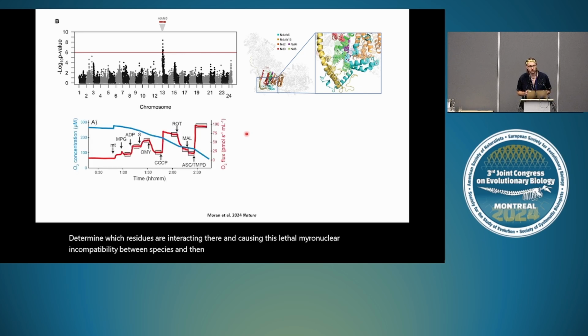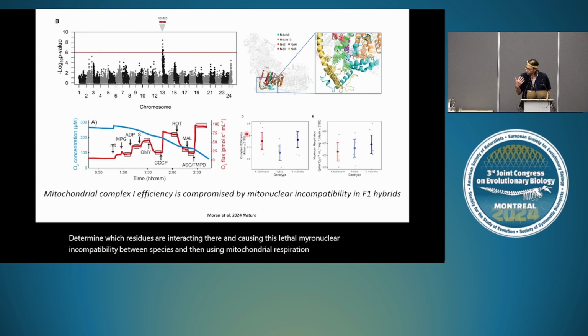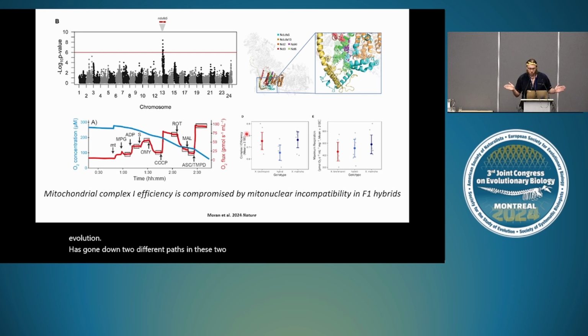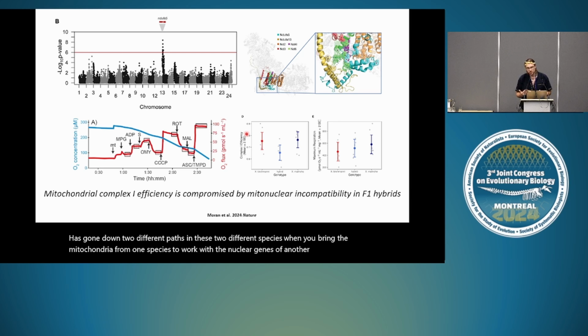And then using mitochondrial respiration analysis, we have been able to show that the hybrids between these two species, shown in the left panel there, they actually have a compromised function in complex 1, so they show lower mitochondrial respiration in complex 1, but not in other measures of mitochondrial function. So that's good evidence for us that what's going on here is basically because evolution has gone down two different paths in these two different species, when you bring the mitochondria from one species to work with the nuclear genes of another species, you have this reduction in function here. And we don't know if this is because these two species have mitochondrial adaptations to different water temperature or whether this is because of genetic drift.